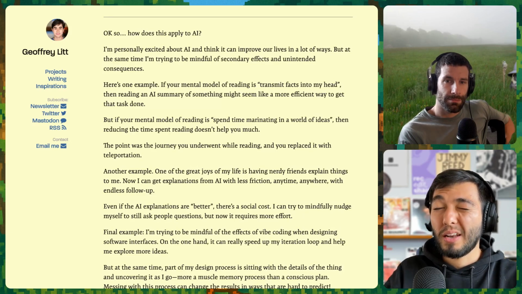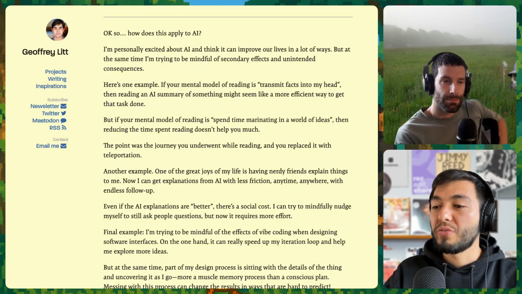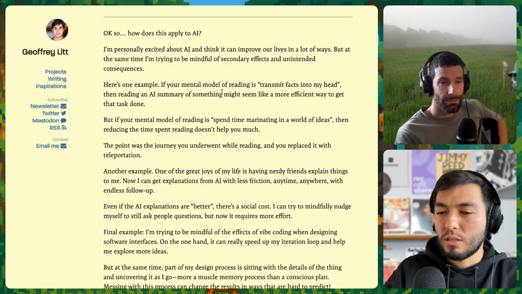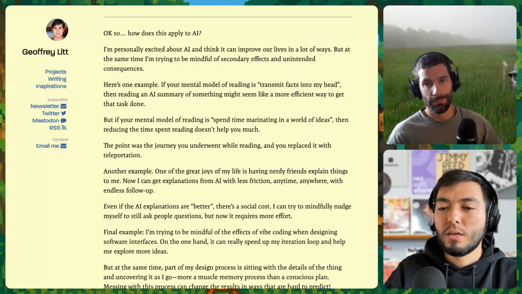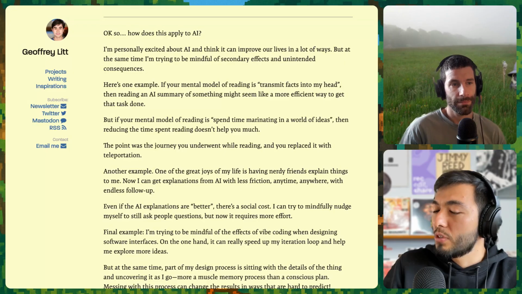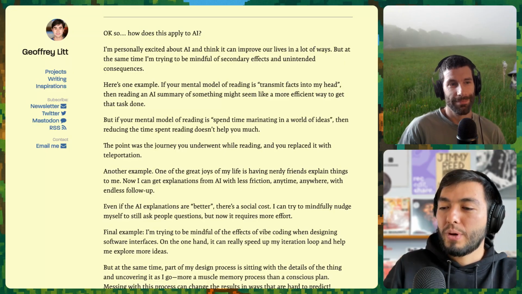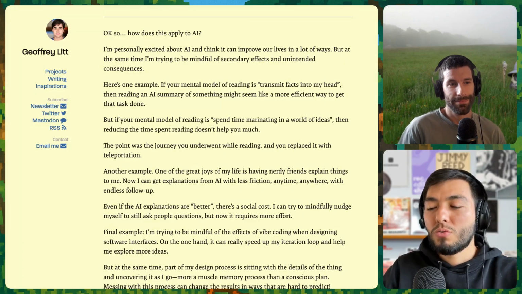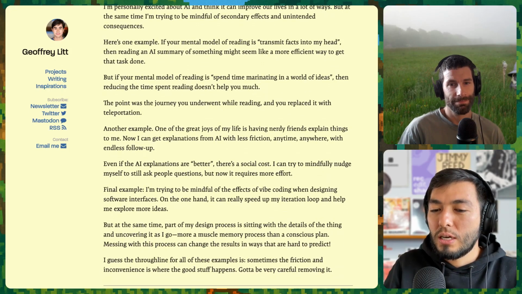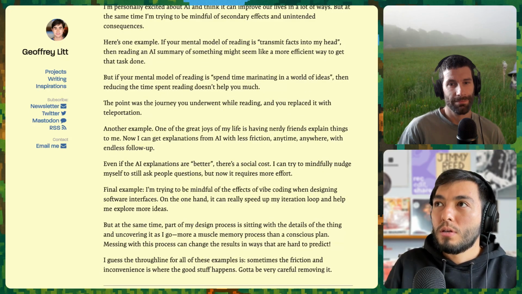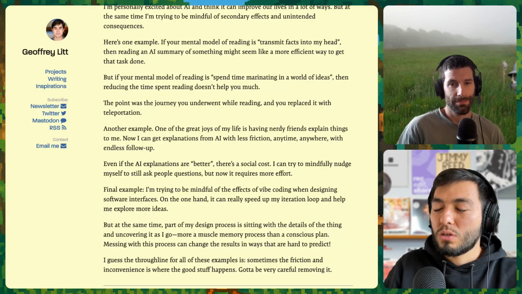And I think we talked about it last time, that maybe AI and some other things are more efficient, but in that efficiency, you lose other things as well, right? So I think he mentions that if reading is quote-unquote transmitting facts into my head, then the AI summary is probably more efficient. But by not reading, by not doing these exercises, you're also losing a lot of things, right? You lose some friction that is also productive, that is also conducive to your life.